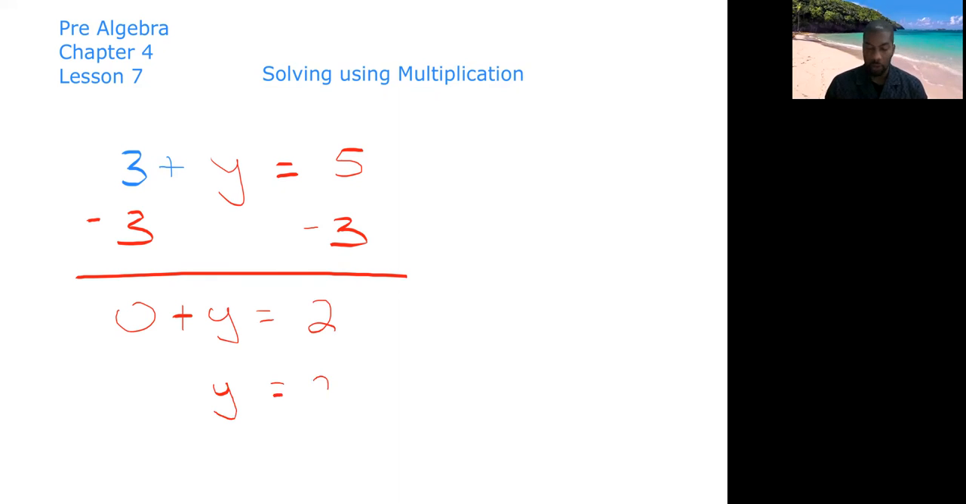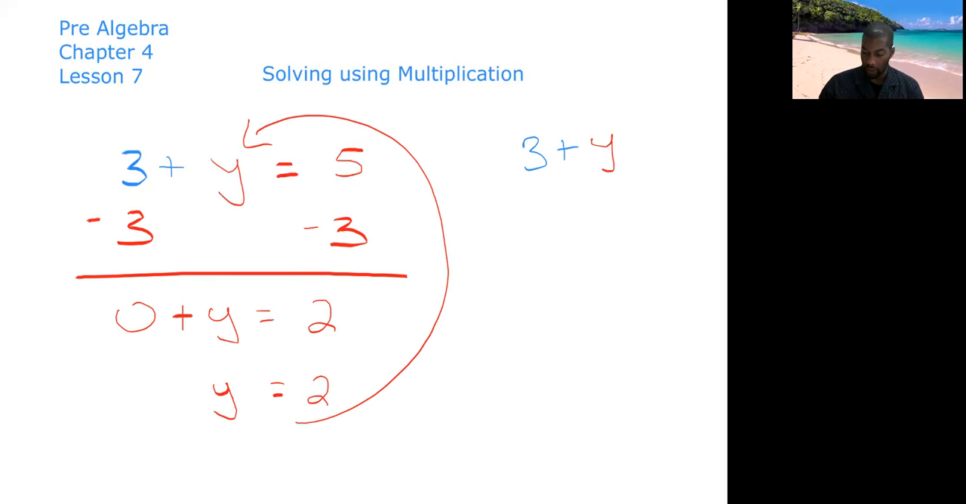Y equals 2. And then all we did was plug this back into the original equation to see if it worked. So we said 3 plus whatever y equals, which in this case, we'll rewrite the equation, and then replace the y with a 2. Then we checked it. Does 3 plus 2 equal 5? Sure does. There you go.